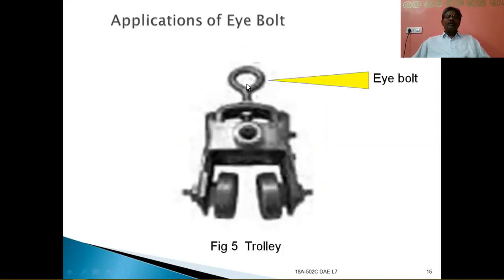So friends, these are some of the applications. So far we have completed what an eye bolt is, what the standard proportions of an eye bolt are, how to design an eye bolt, and what the applications of an eye bolt are. So far we have completed. Now let us move on to the boiler stay.